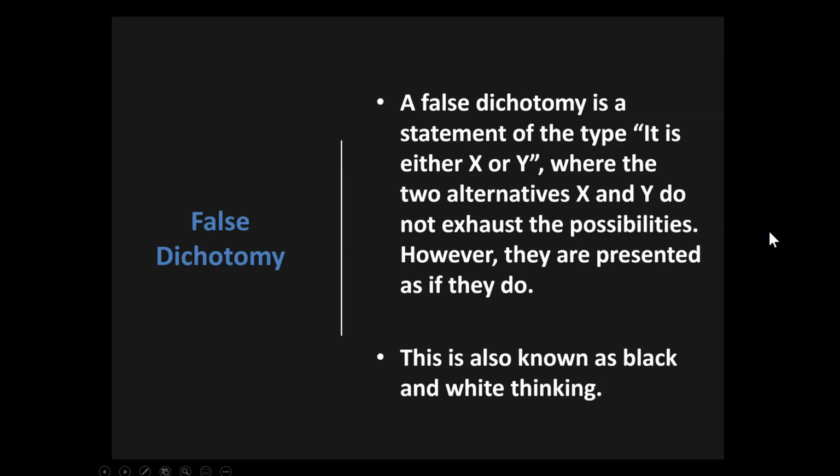First, false dichotomy. A false dichotomy is a statement of the type, it's either X or Y, where the two alternatives, namely X and Y, don't exhaust the possibilities, but they're presented like they do. So this is also known as black and white thinking, and it's one of the most dangerous and prolific fallacies out there. It's pervasive in our thinking. It's hard to get rid of. It's pervasive in advertising. It's pervasive in politics. It's pervasive everywhere. It's a really important fallacy to be conscious of.